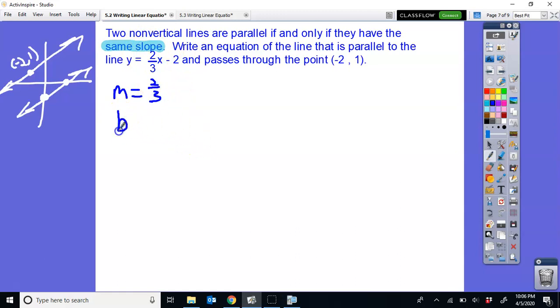But here again is where you need to be careful. You don't know the b value right here. You don't know the y-intercept. You know another random point, negative 2, 1. You do not know the b. I know you see a b value right here, but remember, this is the other line. This is the line that we have right here, but we're looking for the line that is parallel to this line, not the same as this line. So do not use this b value right here. The slope is the same, but the b value is not the same. So we have a slope and we have a point.